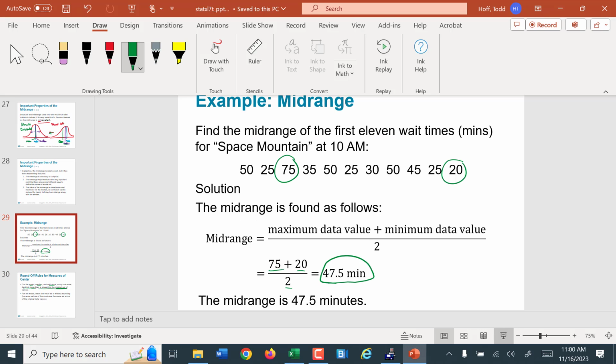So this set of data here was to the nearest 1. There's no decimals, in other words. So the measure of center is going to be rounded to the nearest 10th, 1 decimal place. There's 0 decimal places in the data. We have 1 decimal place in our measure of center.